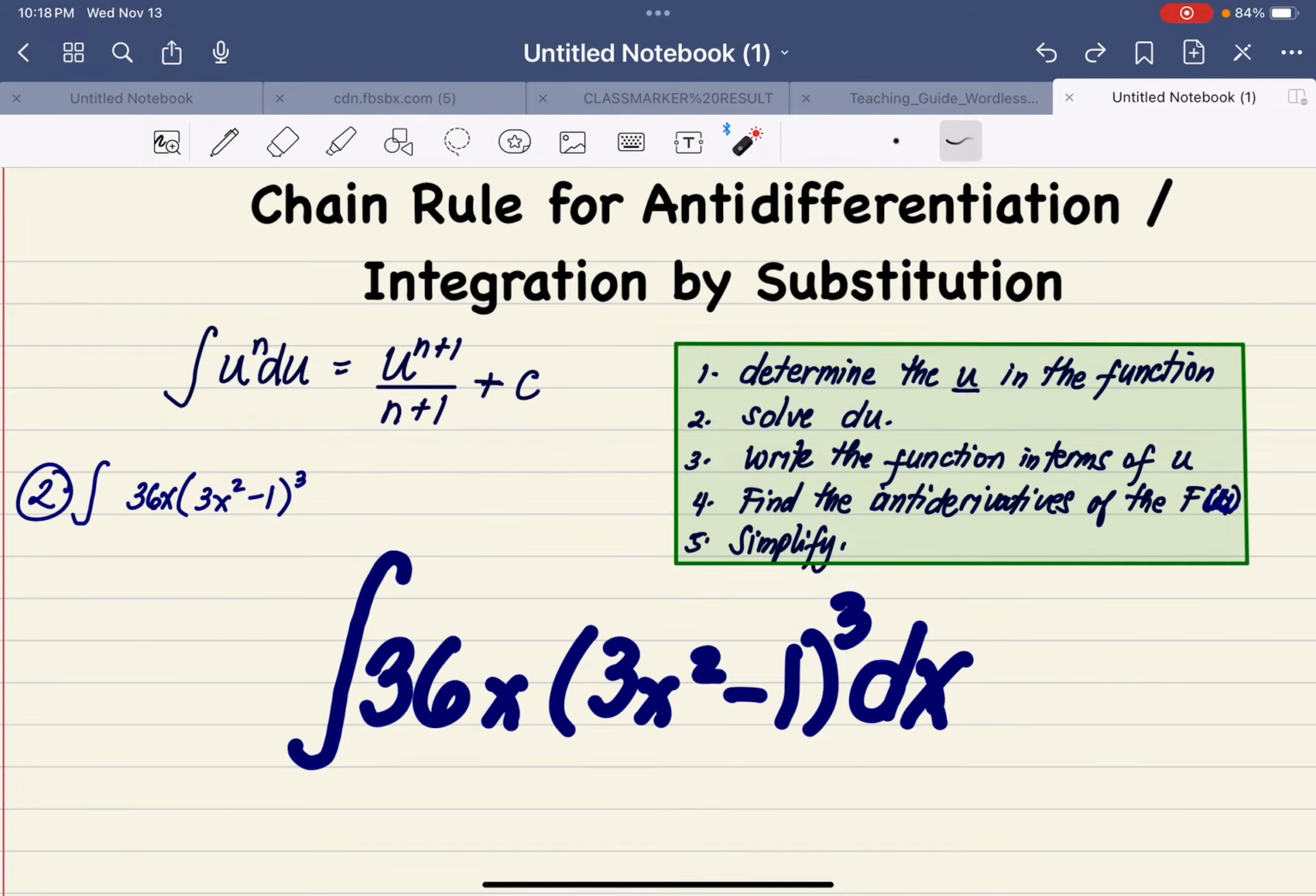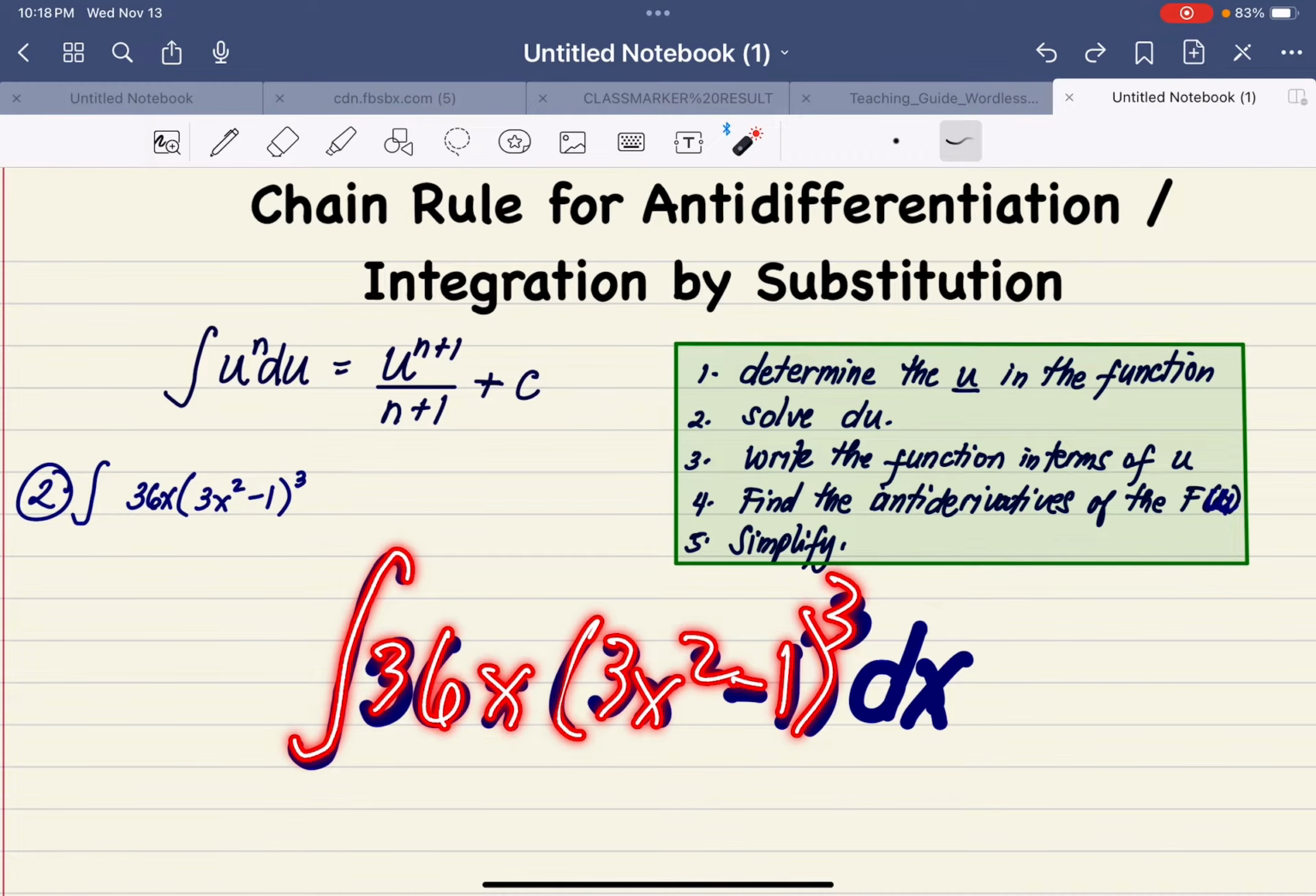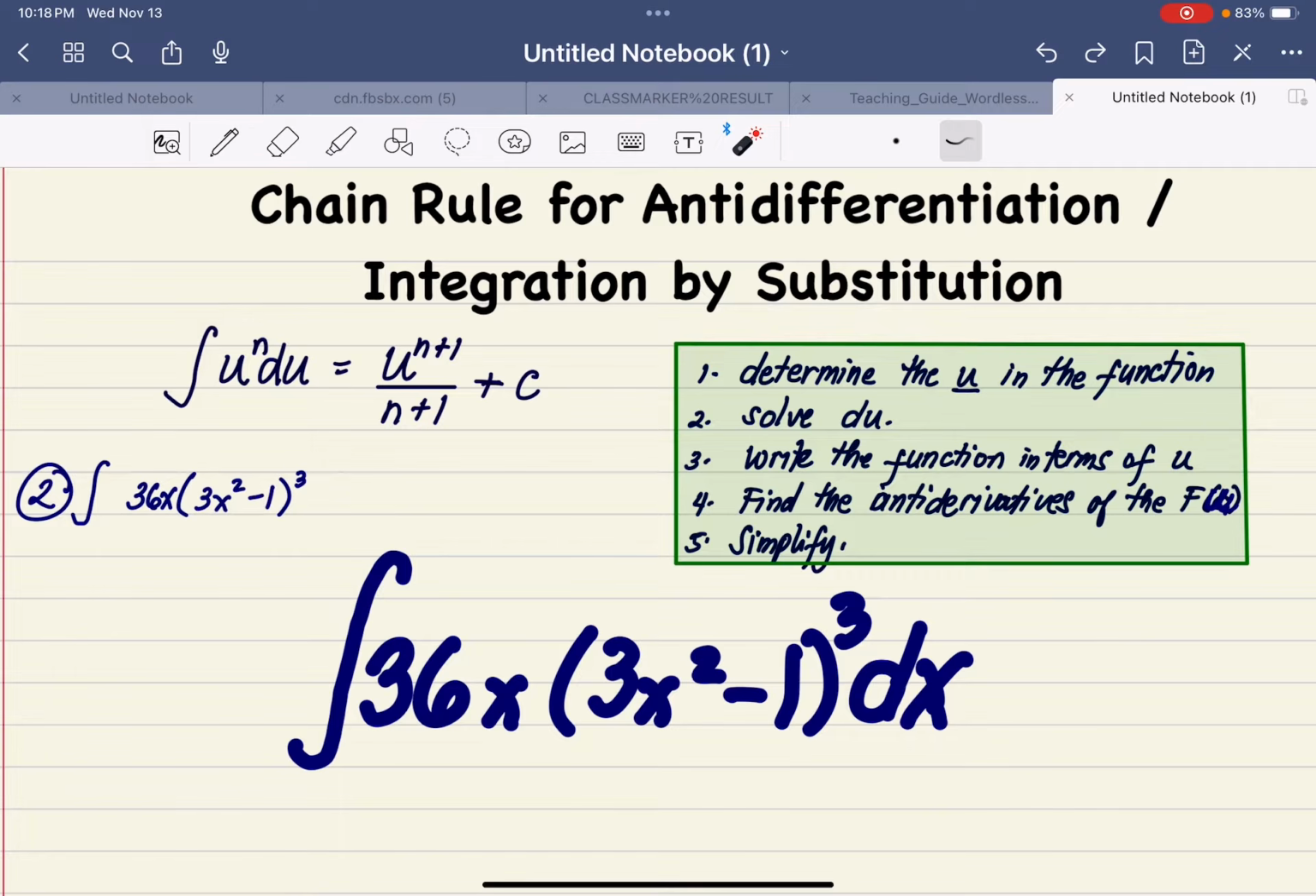Hi everyone, let's discuss example number 2 about antiderivatives or anti-differentiation using chain rule or integration by substitution. Example number 2. What is the antiderivative of 36x times (3x squared minus 1) raised to 3 with respect to x?